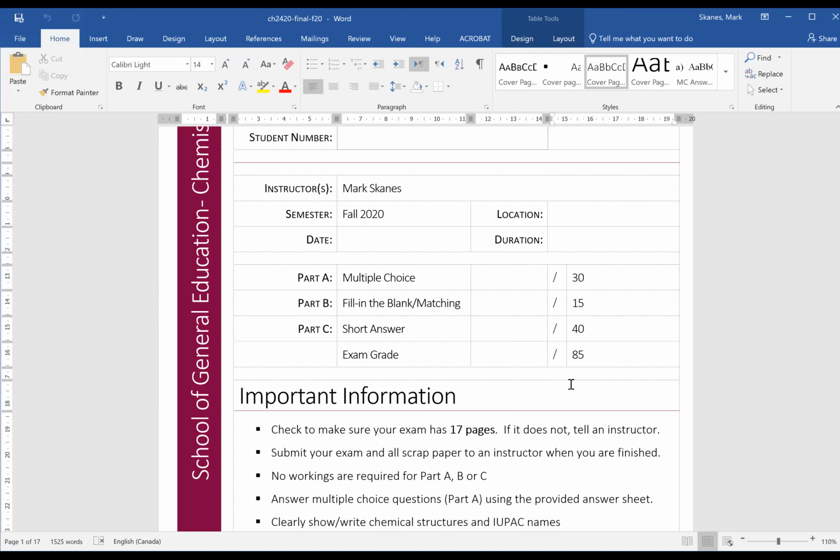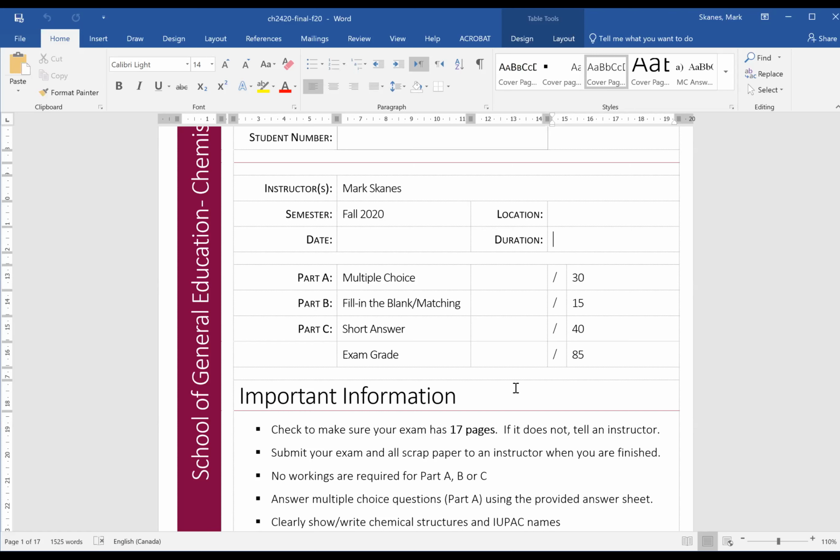Remember, you just did assignment 4 with me, and I think 10 of you have assignment 4 done. In assignment 4, there was a matching question. You might see that again in part B. And then part C would be short answer. So this part C will include naming or drawing the skeletal diagrams, and chemical reactions like we did in chapter 3.